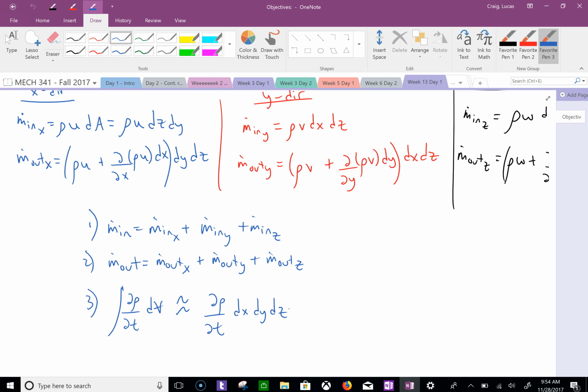The way we do this is we just say, okay, we ignore the integral. We just kind of do it this way.